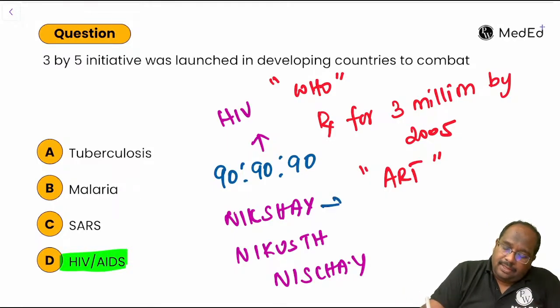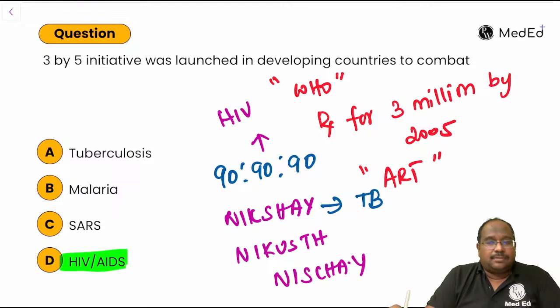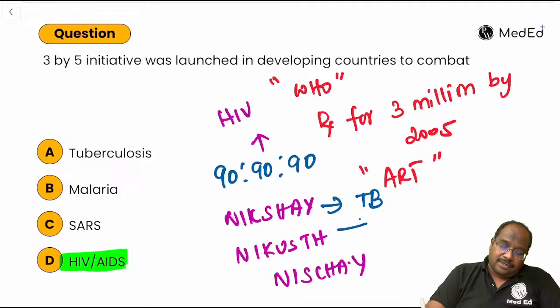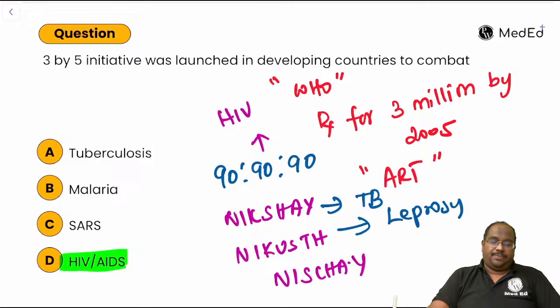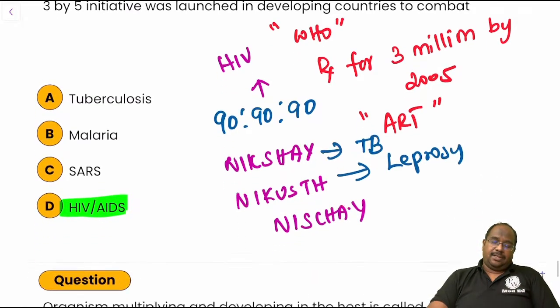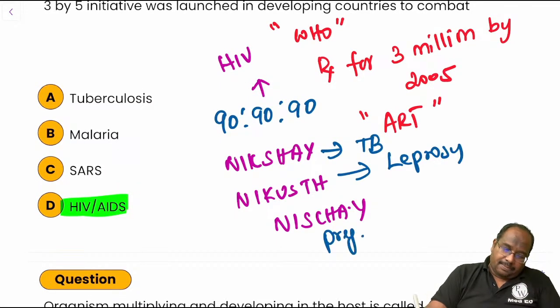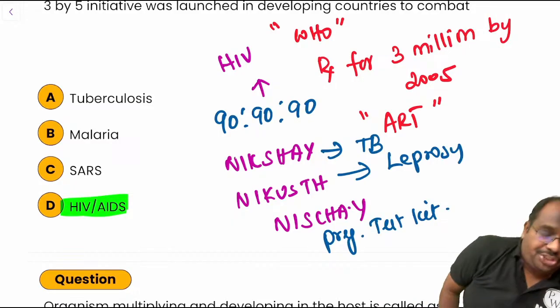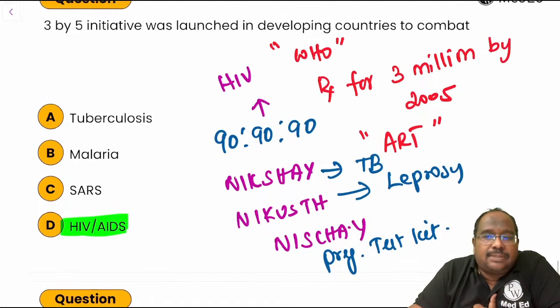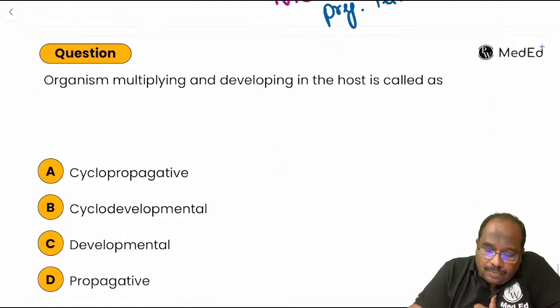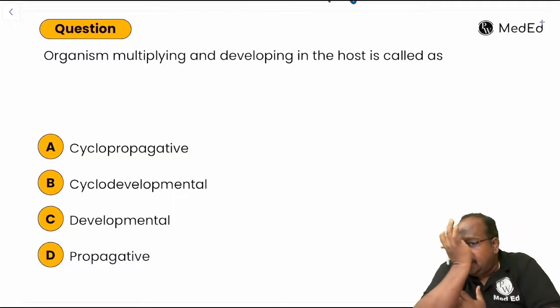Niche is related with TB. Nikust, can you answer what Nikust is related with? Nikust is leprosy, guys. What is this niche? Niche is related with, yes, pregnancy test kit. Okay, this niche is related with pregnancy test kit. Guys, fine, answering nicely.